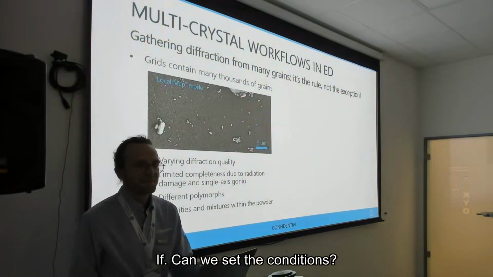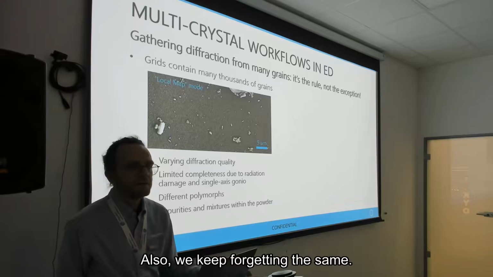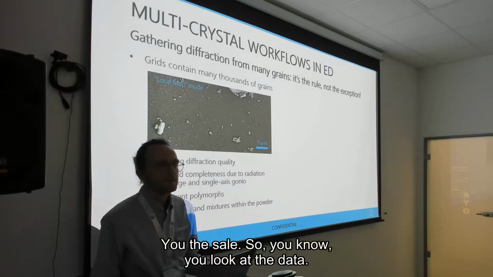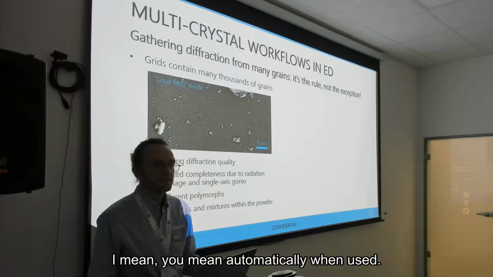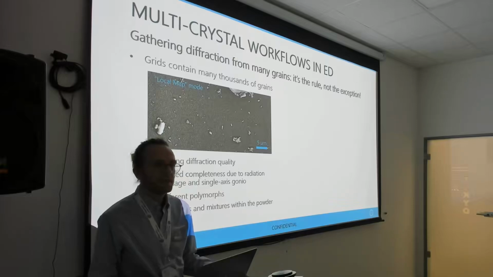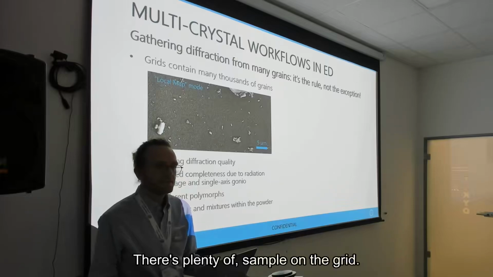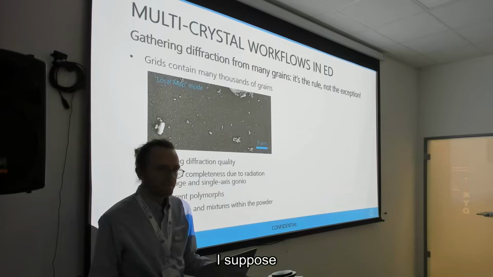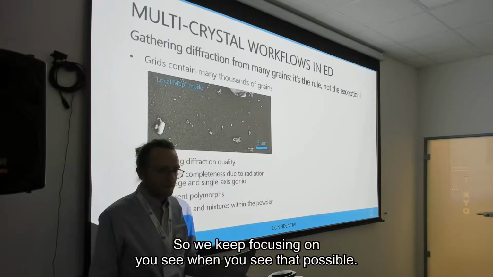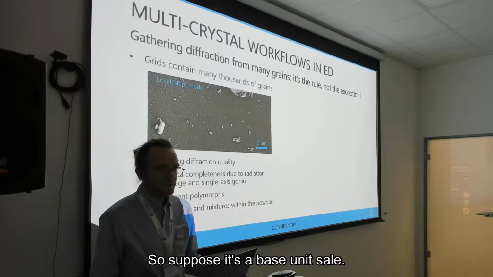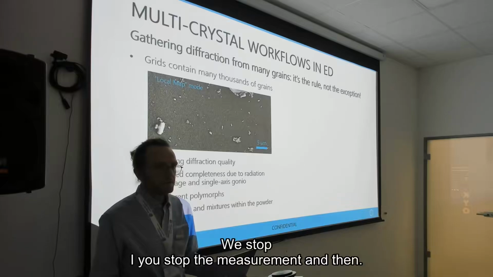Can we set a condition? Suppose we keep getting the same unit cell, so we don't need to collect data. We can keep finding new ones. Sorry, you mean automatically? We get plenty of sample on the grid, but suppose 10 of them have exactly the same unit cell, maybe we don't need to collect data. So we keep focusing on new unit cells. Is that possible? Suppose it's this unit cell, we stop.